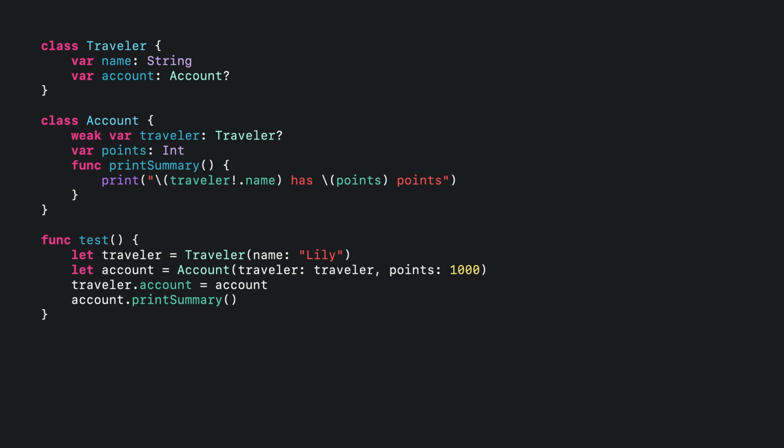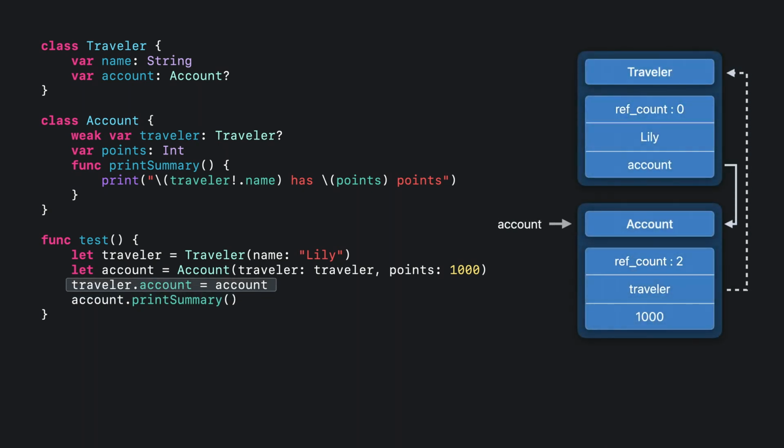Let's see an example. Here, the print summary function is moved from the traveler class to the account class, and the test function now calls the print summary function via the account reference. What exactly happens when the print summary function is called? It may print the traveler's name and points today, but this is only a coincidence. This is because the last use of the traveler object is before the call to the print summary function.